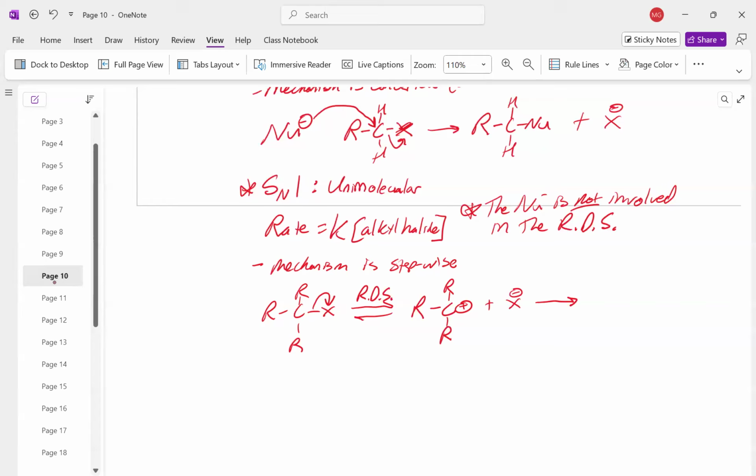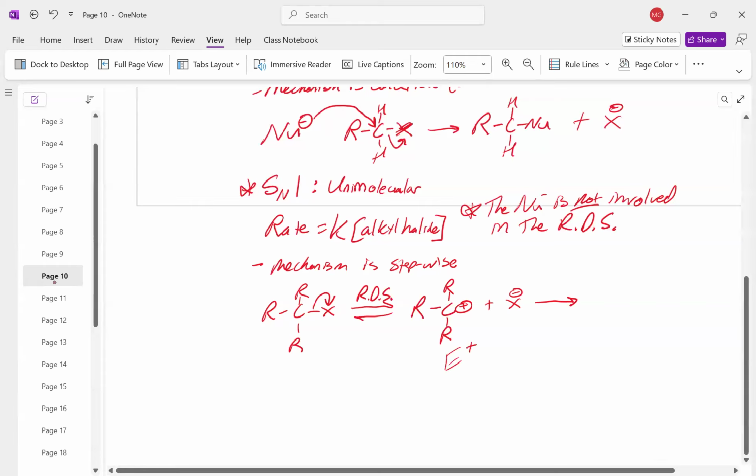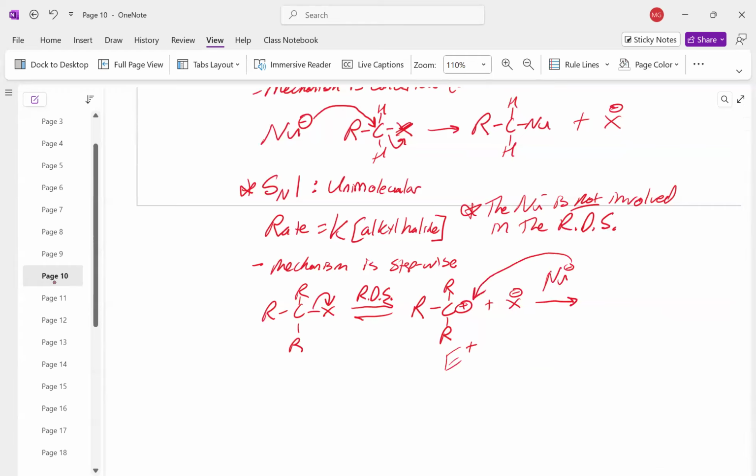Now, once that leaving group leaves, notice what we got there. We got a pretty good electrophile. So now in comes our nucleophile and makes a bond with that carbocation. So the end result is kind of the same. The nucleophile replaced the leaving group. It just went a different pathway than the SN2.